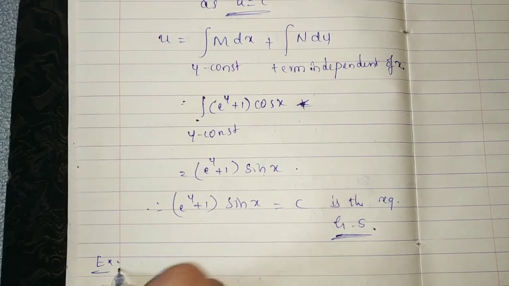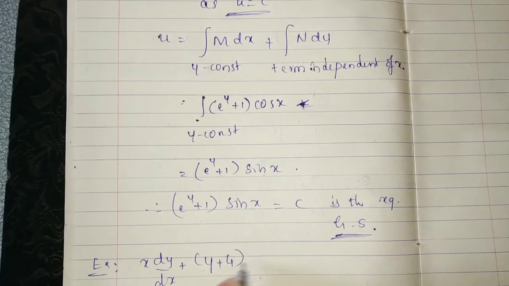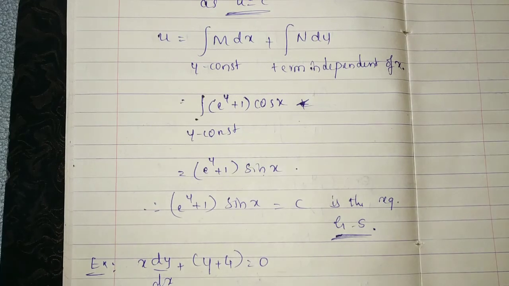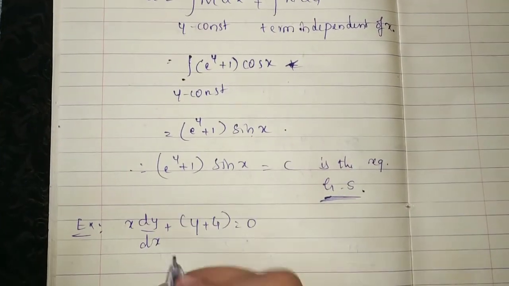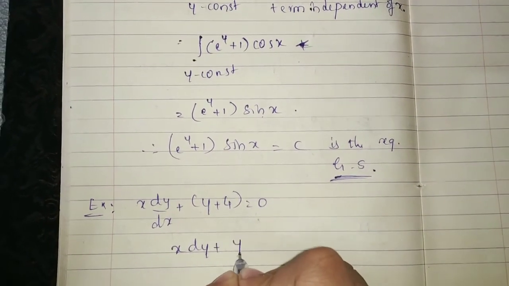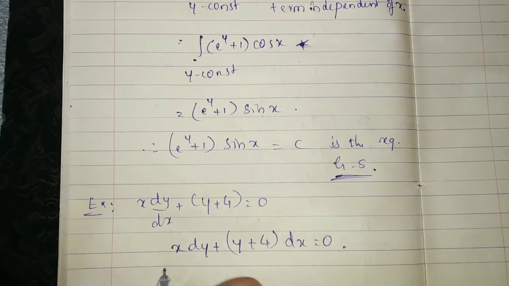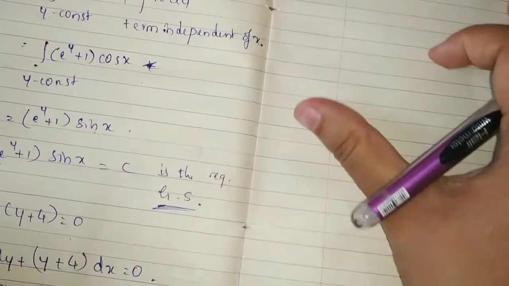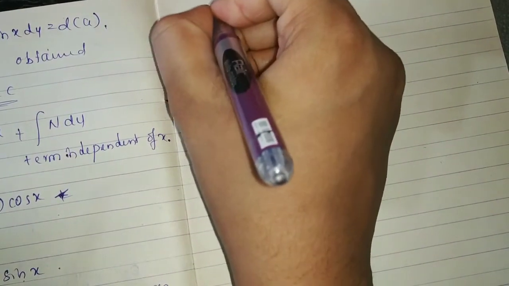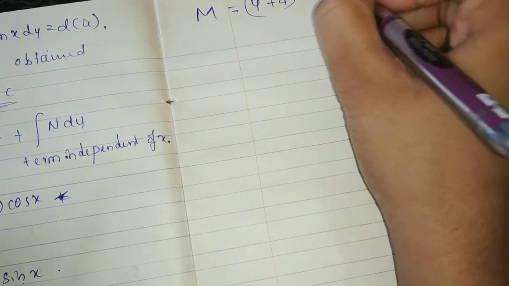Let us solve one more problem. x dy/dx + y + 4 = 0. To compare with the standard equation, we need to rearrange this. x dy + (y + 4) dx = 0. If we compare this with the equation M dx + N dy = 0, the coefficient of dx is M = y + 4, and the value of N is x.